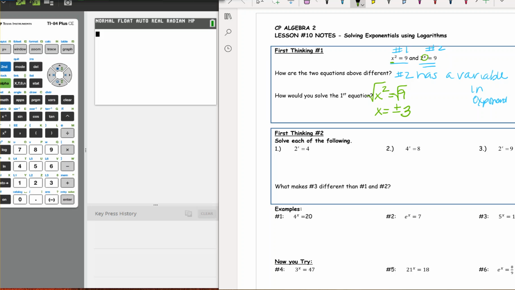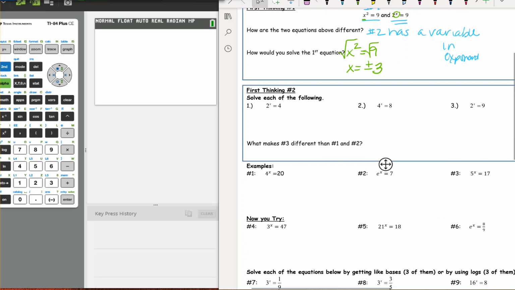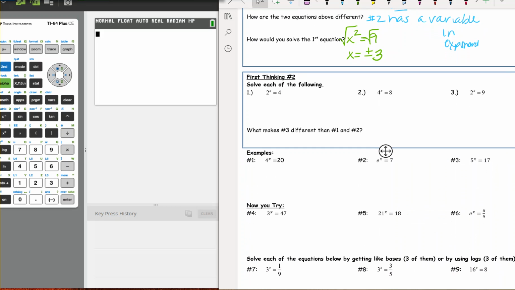Okay, so you can imagine that our next task is going to be, how do we solve the second equation then? Since it isn't the same, I can't take a root because I don't know what the exponent is. So the question is, how would I do it? So that is first thinking box 2. Same idea, if you just pause the video and give number 1, 2, and 3 a try, and then try answering this question right here about how they're different, and then unpause the video.